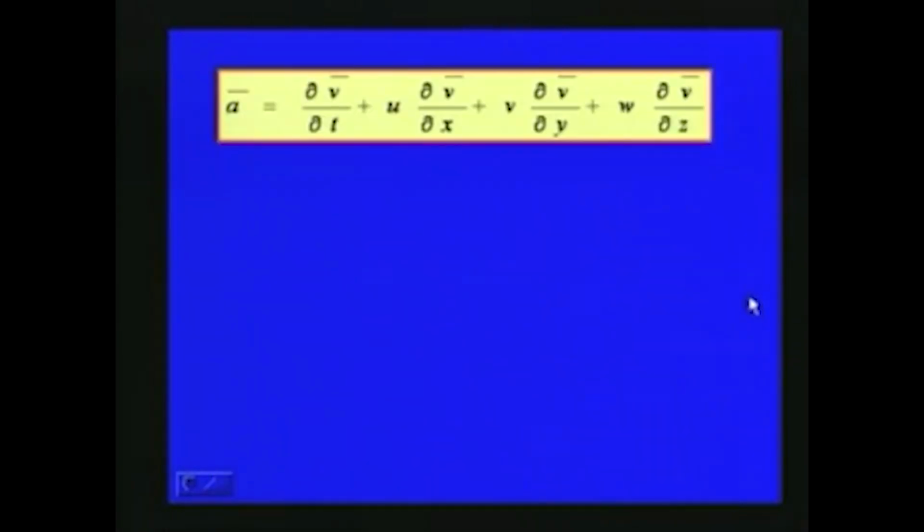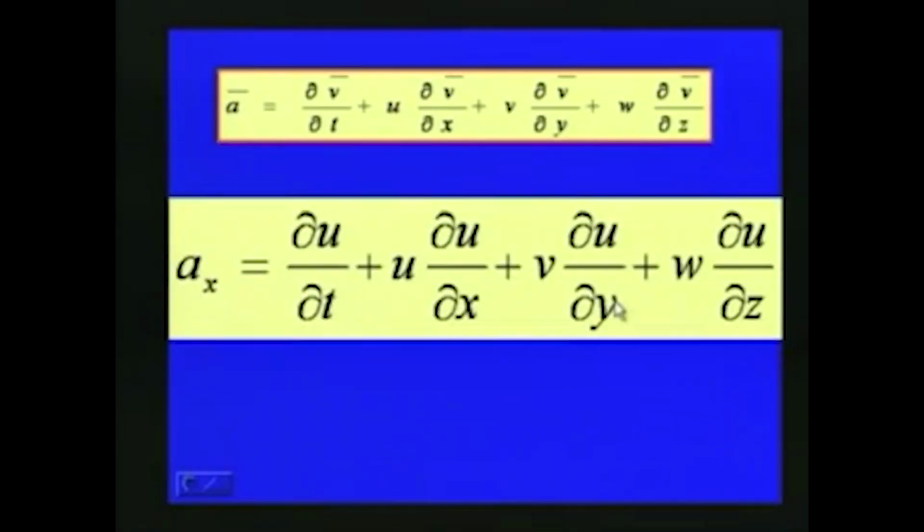So, now if we substitute finally, the total acceleration can be represented as shown in this slide as a is equal to del v by del t, which is the local acceleration, plus the convective acceleration, given as u into del v by del x plus v into del v by del y plus w into del v by del z. So, this is the general acceleration as a vectorial representation.